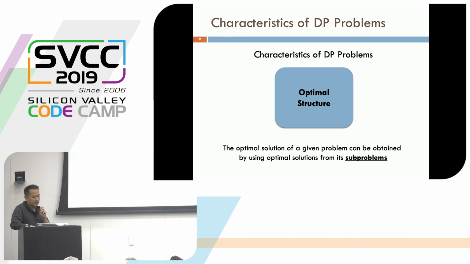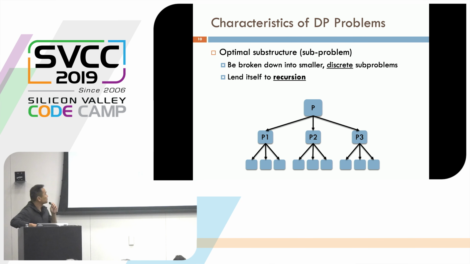Optimal substructure is pretty simple. Essentially, the solution of a given problem can be obtained by using the optimal solutions of its subproblems. I underlined and bolded the keyword there, subproblems. That's another way people describe DP: you've got to come up with subproblems. They constantly say that, but they don't tell you how to come up with those subproblems. But it's one of the key things. So let's take a look.